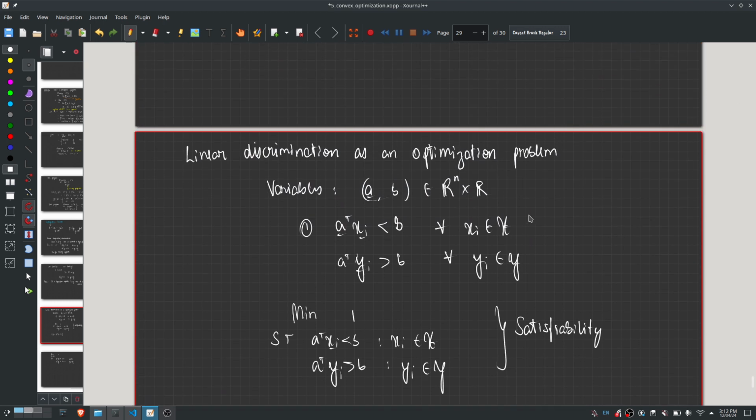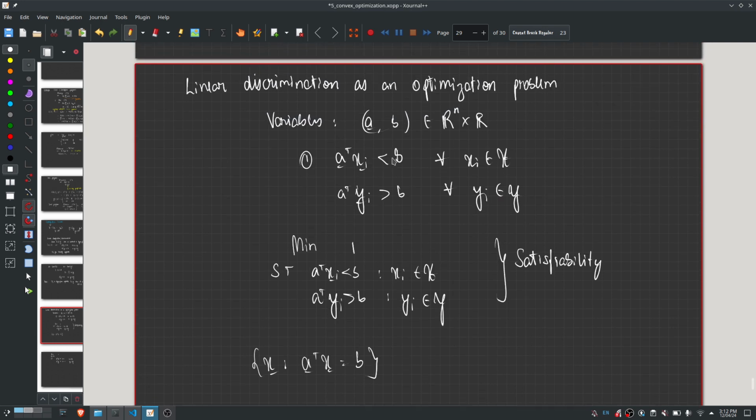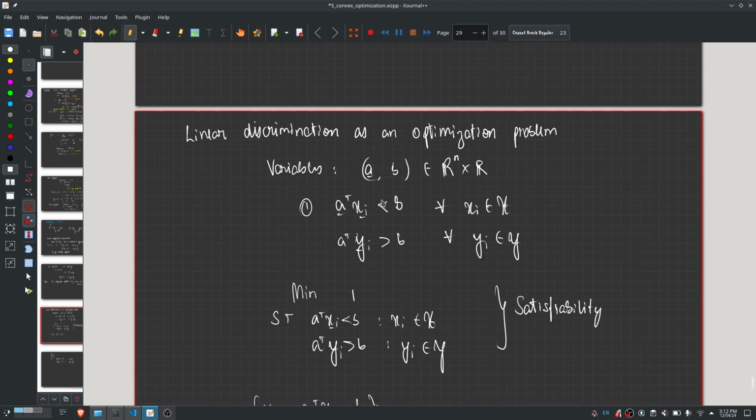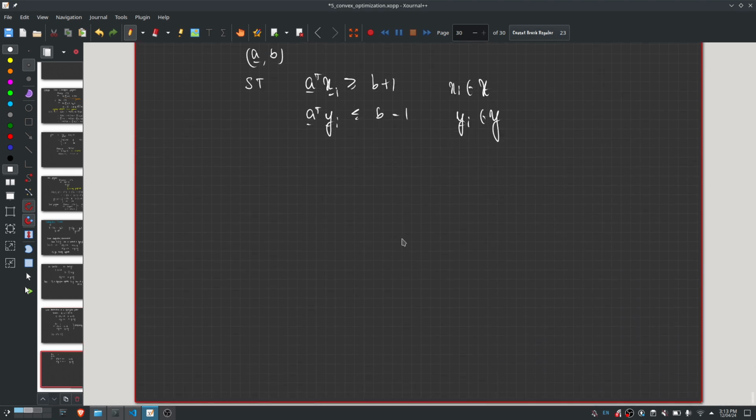But even here, I could have chosen this to be, say, less than some particular b minus delta, and this greater than b plus delta. So one way of constructing a hyperplane is to try to construct that hyperplane which is in some sense at the midpoint between these two sets. Correct. So let's try to do that.